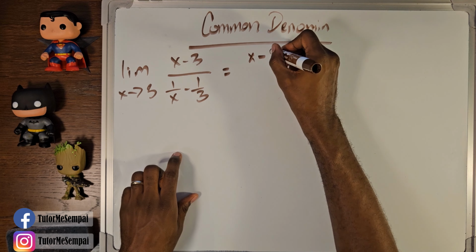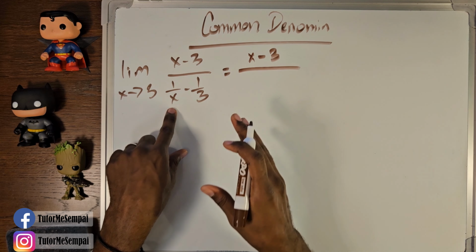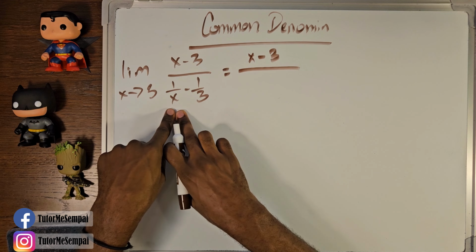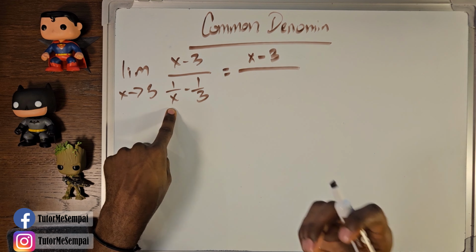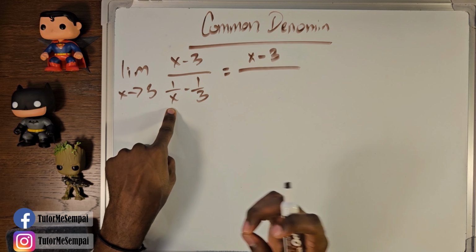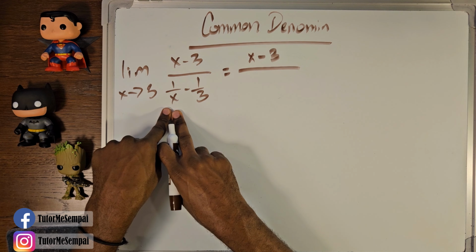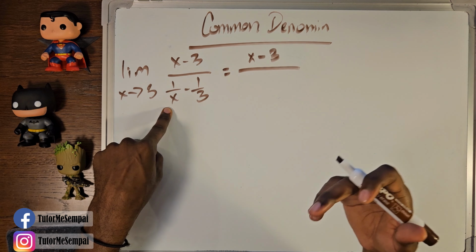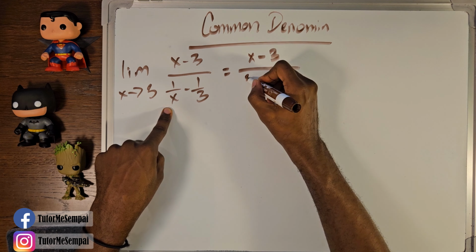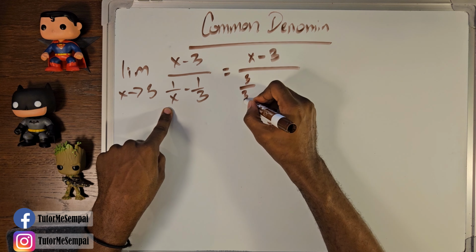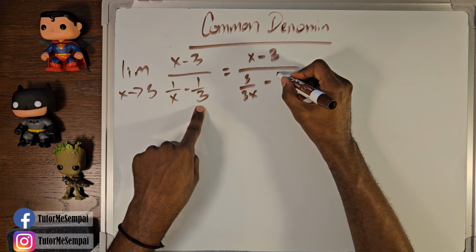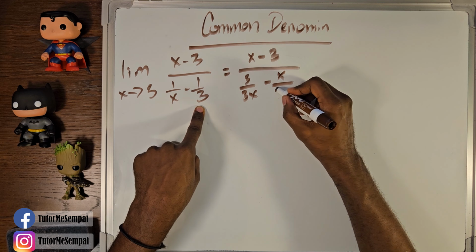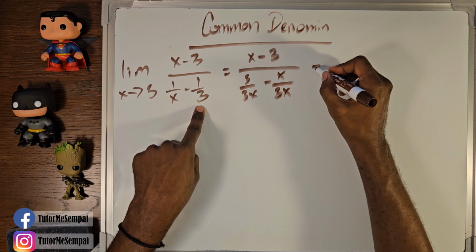We have an x minus 3 on the top, and we're going to focus on the denominator here. So this is a 1 over x minus 1/3. Our common denominator is going to be a 3x. We have 3x on both sides. Well, what do we need for this to be a 3x? Well, multiply top and bottom by 3. So we have a 3 over 3x minus, what do we need here? An x, right?